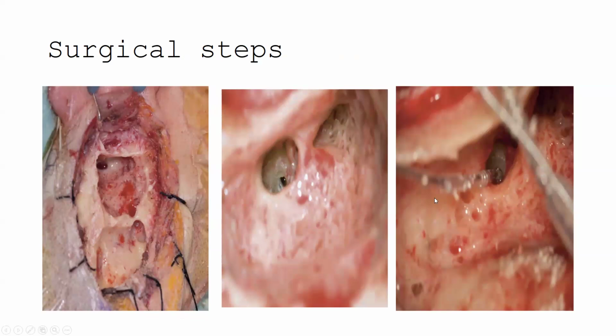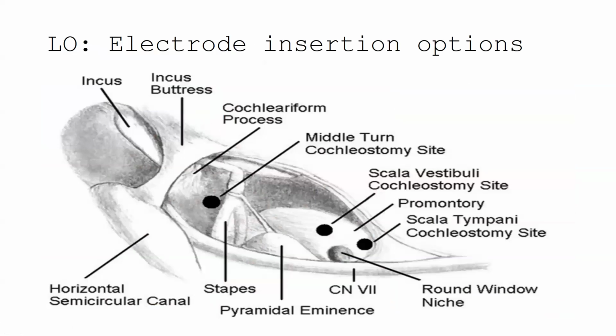Device can be inserted. Now, special considerations: if we have labyrinthitis ossificans, we have new sites that we need to think about, because our standard access of the round window might not be accessible. So we can do a scala tympani cochleostomy. We can do a scala vestibuli cochleostomy of the basal turn.